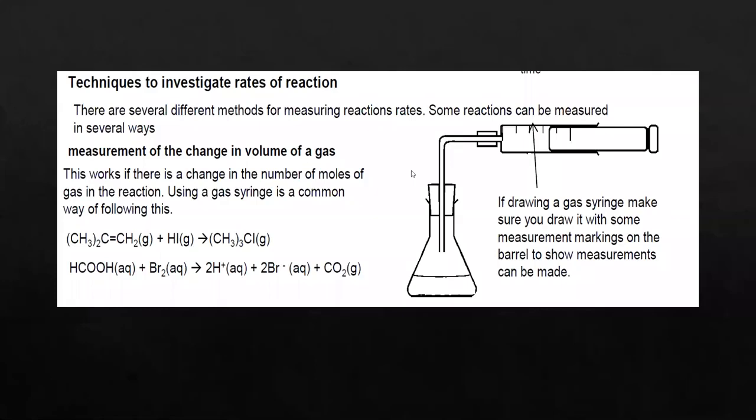How can we investigate or measure the speed or the rate of the reaction? There are different ways to investigate the rate of the reaction. Number one, you can measure the change in volume of a gas. For this technique to be used, there should be a gaseous product.